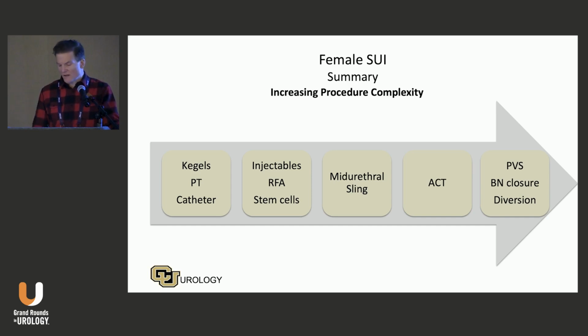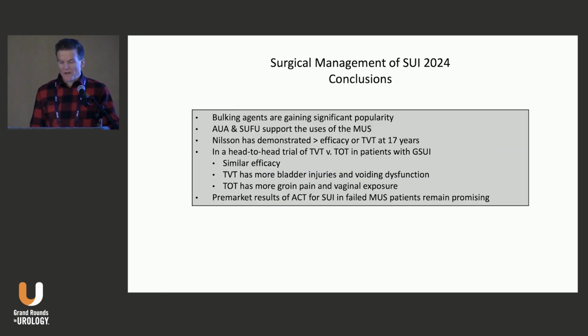So just to finish, bulking agents are gaining significant popularity. Professional societies support that. They also support the mid-urethral sling. 17-year data on mid-urethral sling, a number of head-to-head trials that I showed you are going to support that in your practice. And then the last thing would be to consider ACT. If you're interested, I'm happy to talk to you about that. There's up to 8 centers that we have going now for ACT.